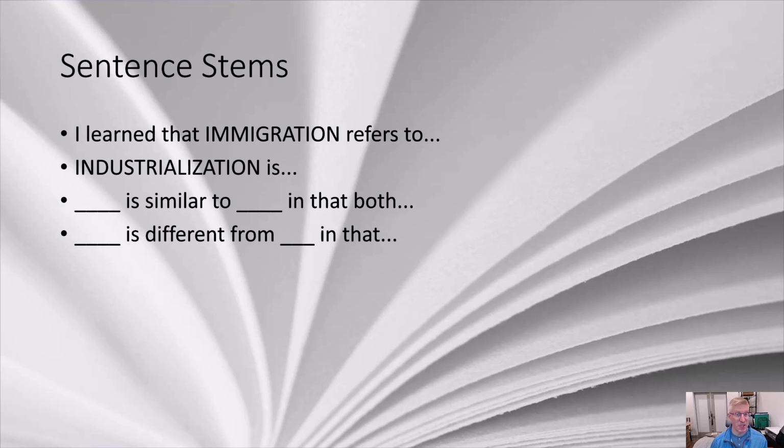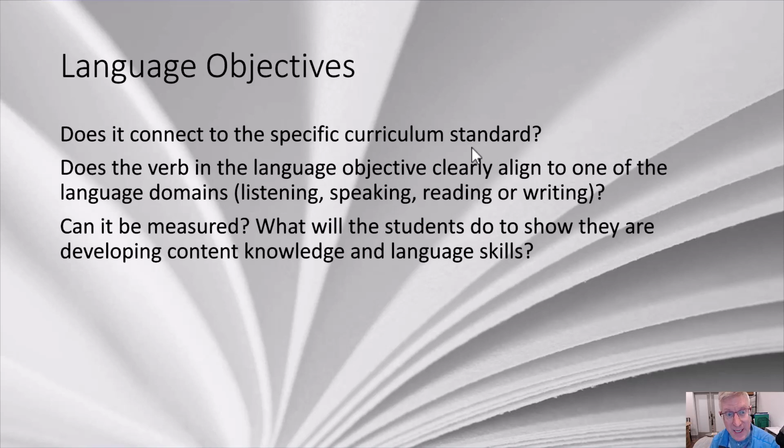Vocabulary sentence stems don't need to be a DOK 1. We can use things like these with comparing, contrasting, creating analogies, metaphors, similes. All of these can be part of a vocabulary sentence stem that raises that DOK as well, setting high expectations for our students. We should also be integrating vocabulary as part of our language objectives.